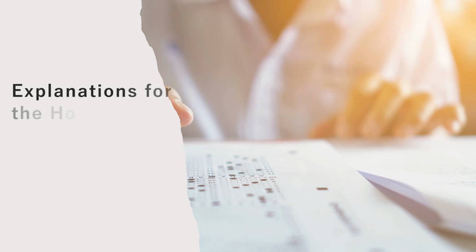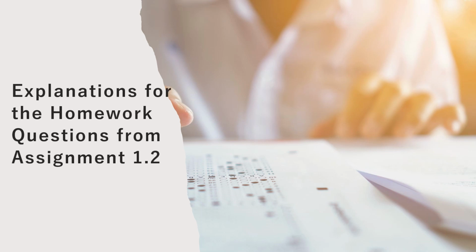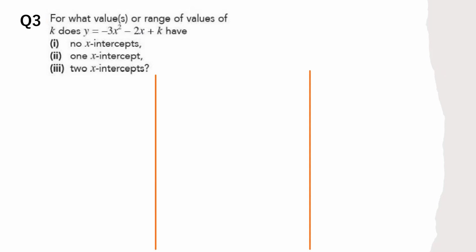Alright, in this video, I'm going to provide the explanations for the homework questions from assignment 1.2. Let's look at these questions. What you're asked to find is for what values or range of values of k such that you're given a graph, a quadratic curve, which is y equals negative 3x squared minus 2x plus k, such that this quadratic curve has no x-intercept.